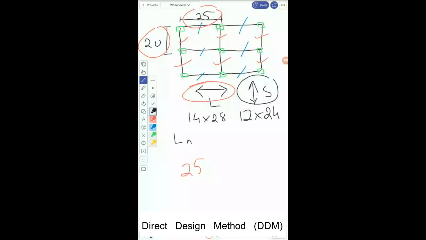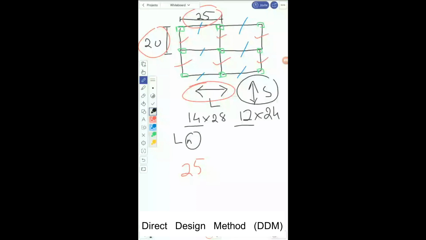This is Ln, meaning clear longer span, so I have to subtract the beam because I'm considering the longer clear span for the slab. Instead of subtracting the column dimensions, I'm going to subtract the width of the beam from this 25 feet. Now the question is, we have two different widths of beam. One is 14 inches, another is 12 inches. So which one to subtract from 25 feet?